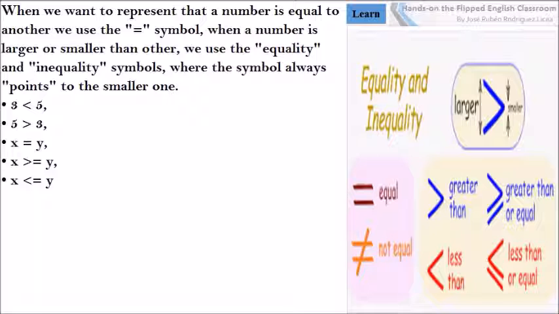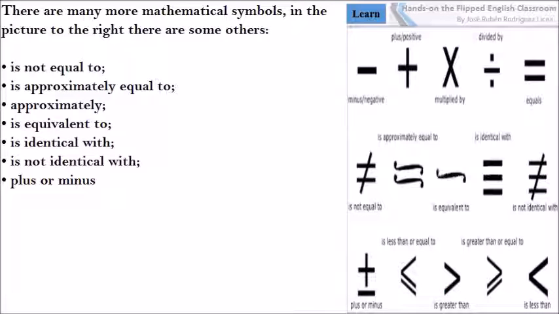When we want to represent that a number is equal to another we use the equals symbol. When a number is larger or smaller than another, we use the inequality symbols, where the symbol always points to the smaller one. 3 is less than 5, 5 is greater than 3, x equals y, x is greater than or equal to y, x is less than or equal to y. There are many more mathematical symbols. In the picture to the right there are some others. Is not equal to, is approximately equal to, is equivalent to, is identical with, is not identical with, plus or minus.